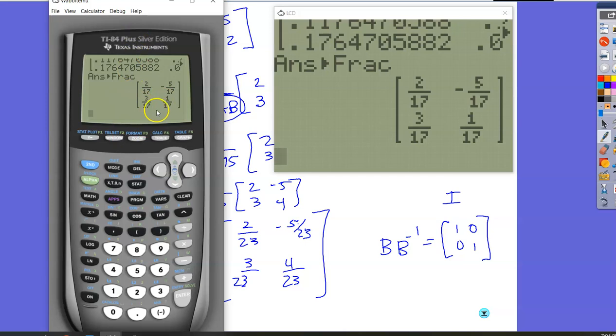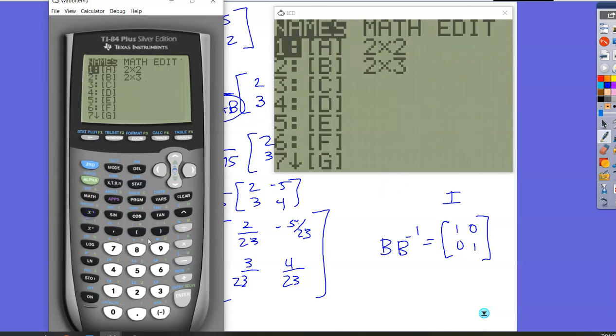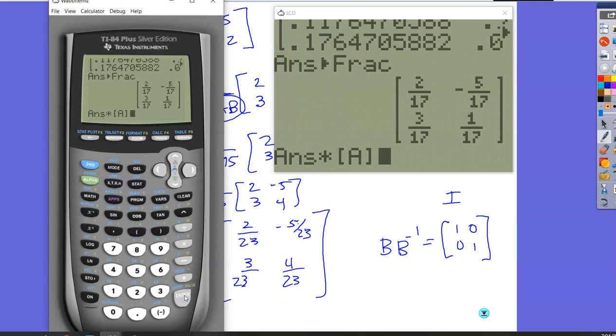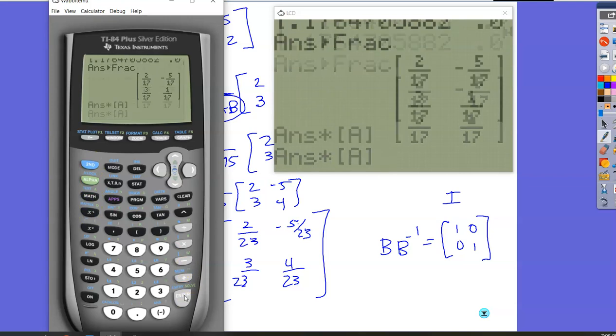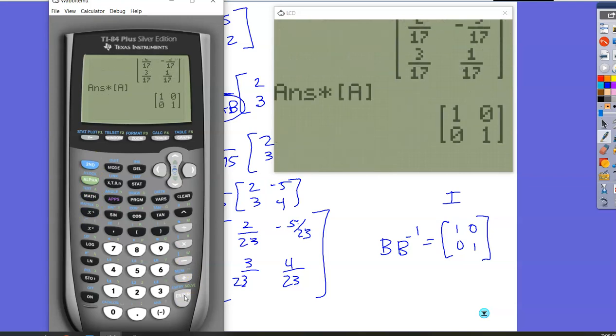So now this is cool. So that means if that's the inverse of A, then if I took that answer times A, what should we get if we take an inverse with itself, multiplied by itself? The identity, and we do. So it's a really cool way for you to check your work.